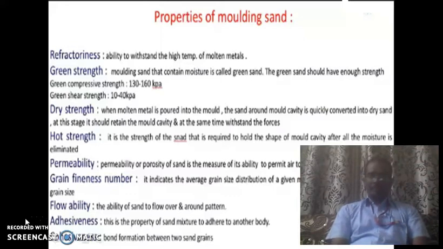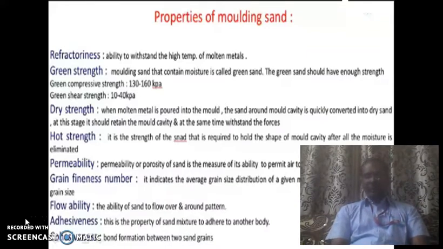Next one is hot strength. It is the strength of the sand required to hold the shape of the mold cavity after all the moisture is eliminated. After pouring the hot molten metal into the mold cavity, the hot gas and all the moisture will go inside, so the shape of the mold remains. The property that makes it remain is called hot strength. Permeability I already discussed. It allows the hot gases to escape outside.